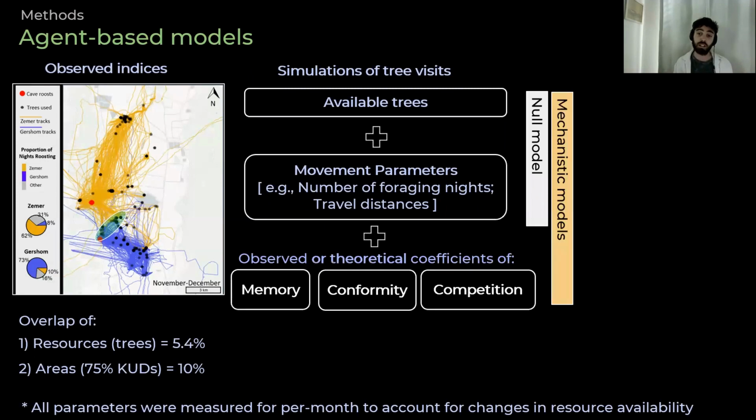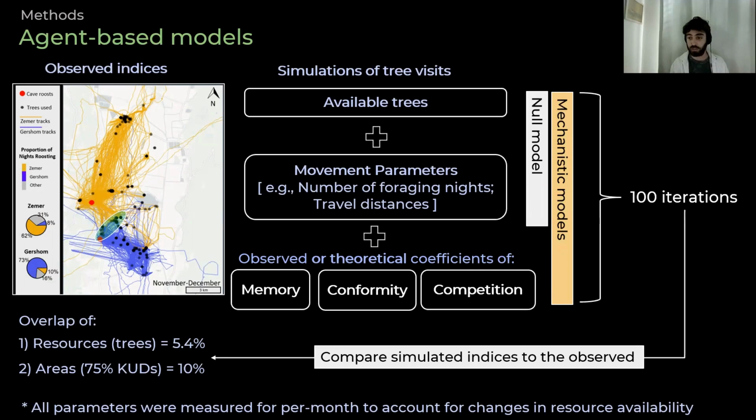But then to answer more mechanistic, more interesting models, we added different variables to this null model. For example, memory, which we'll explain a little bit soon, conformity and competition. After we ran each model 100 times, we calculated those 2 indices, the resource and area overlap, and compared what we got from each model to what we have from the observed, to see whether it reaches the same thing. This is basically it.